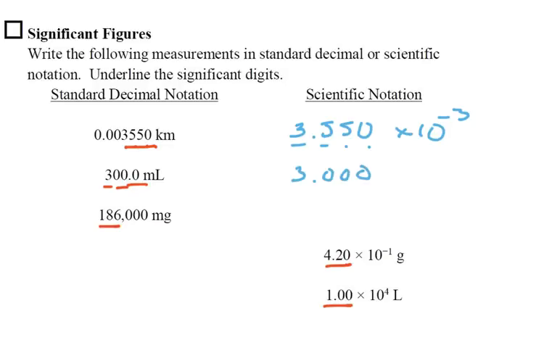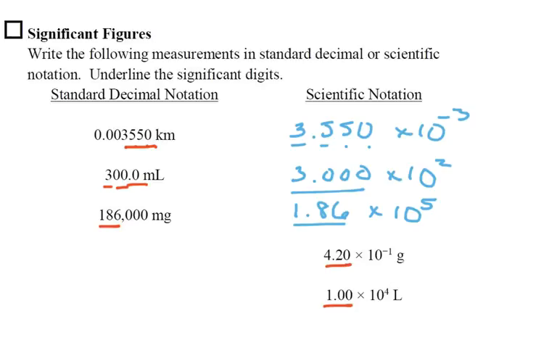Okay, 300.0, so I'm going to make this between 1 and 10. And again, I'm going to have all the 3 zeros because I want 4 significant figures, just like my number. This one is greater than 1, so I'm going to have a positive exponent on my 10, and I can see that the decimal point is moved 2 places. 186,000, so that's going to be 1.86 as my front number, and that's 3 significant figures. Again, this is larger than 1, so it's going to be 1, 2, 3, 4, 5, so it's going to be an exponent of 5.